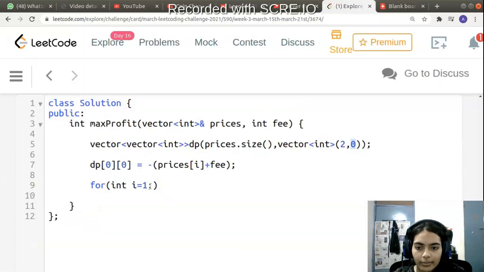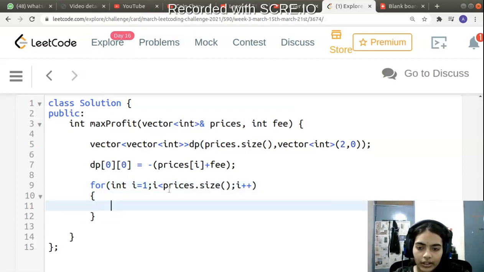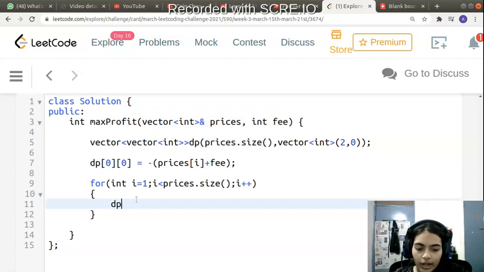Okay, so now let me start. For int i equal to 1, i less than prices.size(), i plus plus. So I have to iterate over the entire DP table. Now I have to start filling the values one by one. What values do I have to fill? Just two values. So dp of i of 0, the first buy option. So I'm filling the buy table.